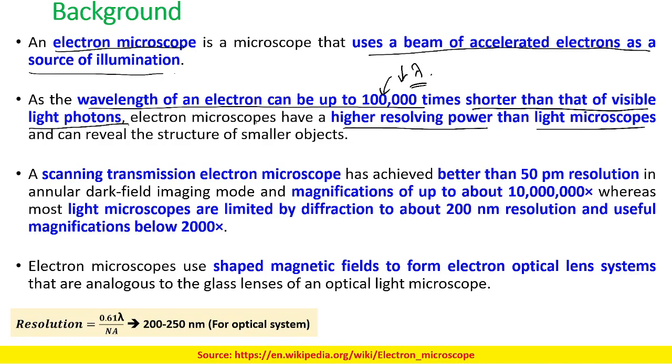So what happens in the electron microscope? Any idea? What type of image will you get? Will it be a color image? No. Why? Yeah, electrons are charged particles and they do not carry any color information. Color information is associated only with the optical region.